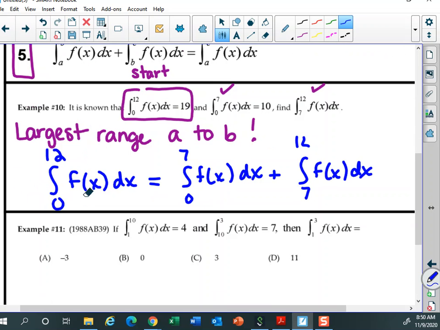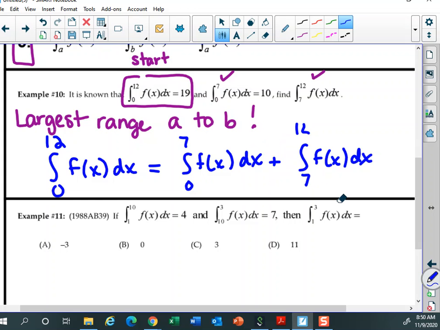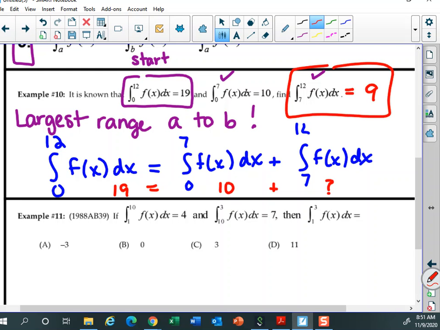So that's the relationship I can create out of these 3 integrals, that whatever I have for 0 to 12, that's going to be the same for 0 to 7 plus from 7 to 12, as long as this ends at 7 and then this starts up again at 7 and I cover the full 0 to 12. And then this just becomes an equation to solve where I know that this is 19 and I know that this is 10 and I'm looking for this, so that's equal to 9.